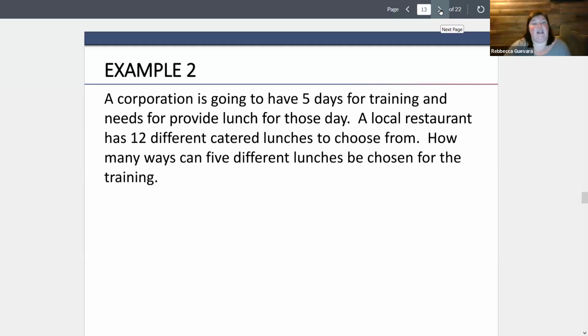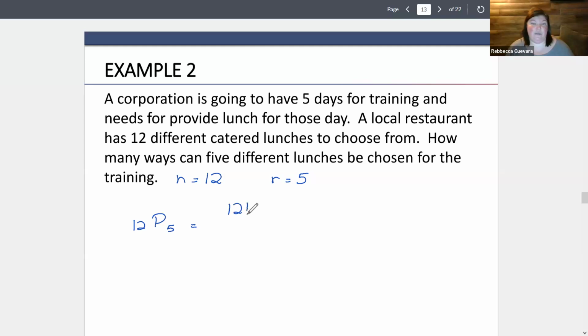Another example of this: a corporation is going to have 5 days for training and needs to provide lunch for those days. A local restaurant has 12 different catered lunches to choose from. How many ways can 5 different lunches be chosen for the training? I have 12 options, and I only want to choose 5 of them. They have to be different lunches, so each time I choose a lunch, it's not available for my next choice. So this is going to be 12P5.